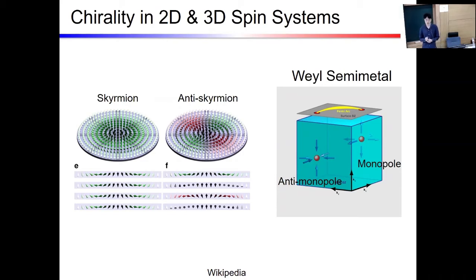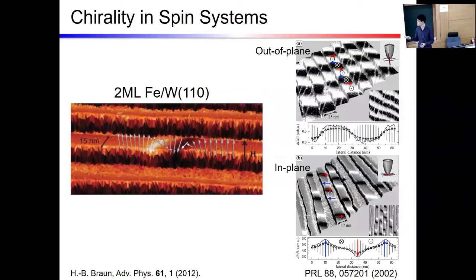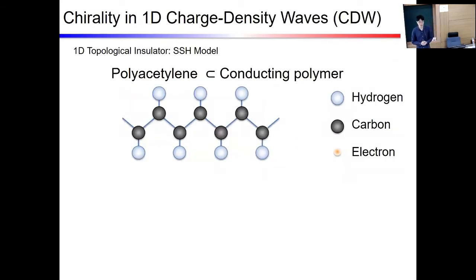As you can see here, in the spin system, we have one-dimensional, two-dimensional, and three-dimensional chiral structures. But what about, okay, this is the experimental observation, but I will skip. But what about the charge order system, especially in the charge density wave cases? Actually, many people have not heard about chiral charge density waves. I will explain why they don't have a chirality, especially in one-dimensional cases.